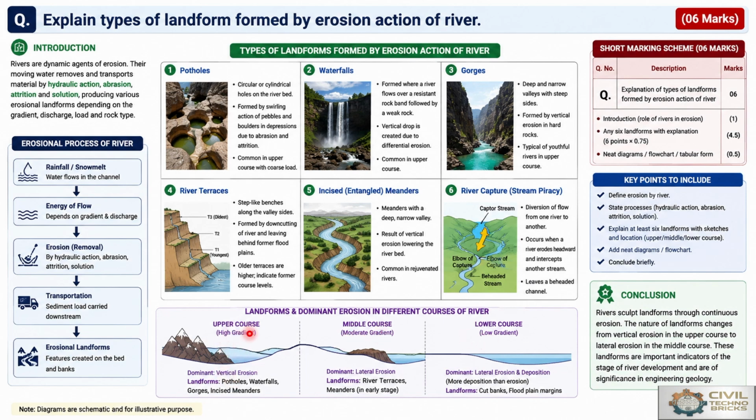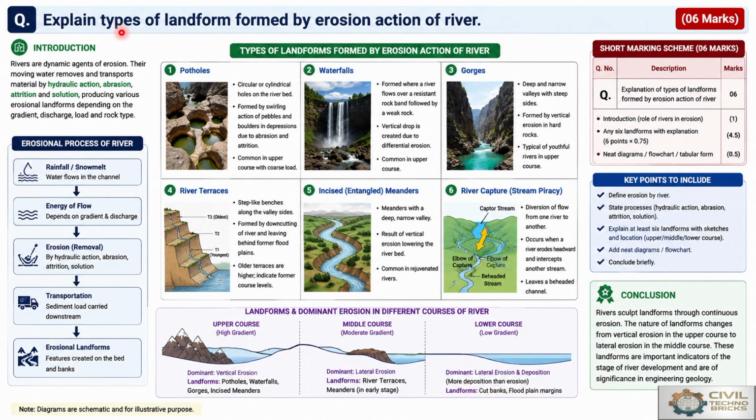In the upper course there is a high gradient, that is the hilly region where rivers take birth. In the middle course there is a moderate gradient, that means the water is flowing with some gradient. And in the lower course, there is a low gradient, where water flows for many kilometers to nearby oceans. Likewise, landforms like potholes and waterfalls are explained for the upper course, then river terraces and meanders in the middle course, and in the lower course, low gradient, there is more deposition than erosion.